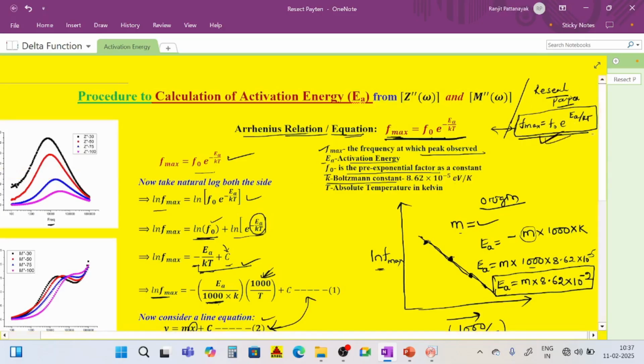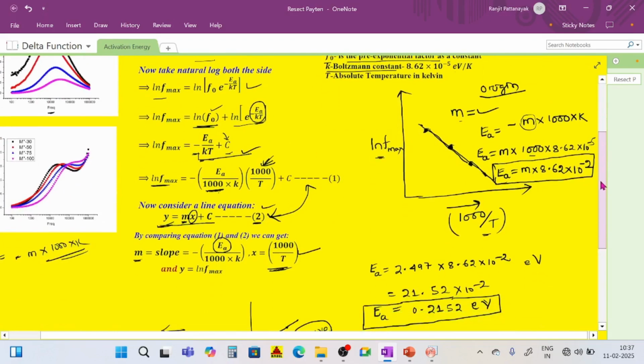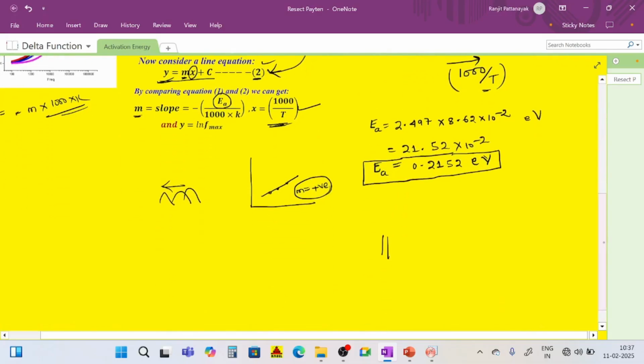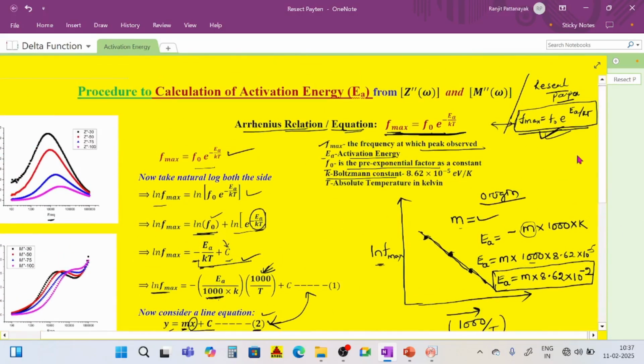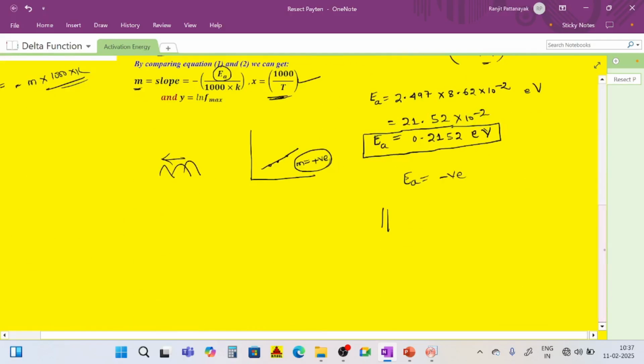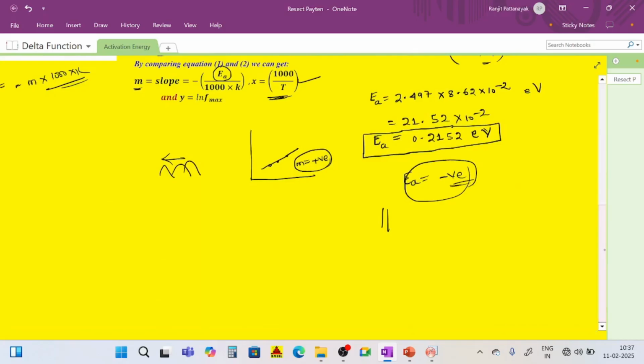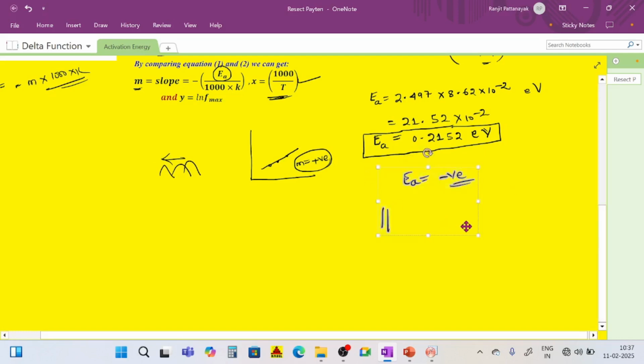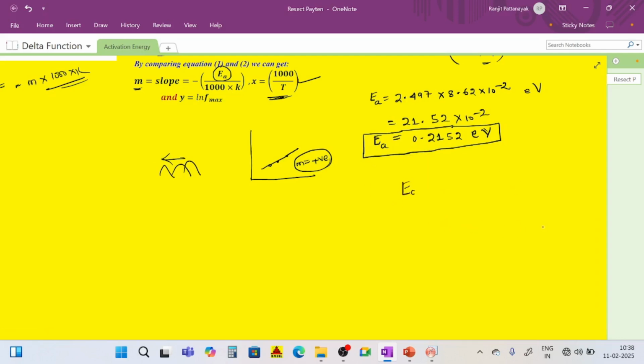Suppose I consider this equation and follow this procedure, then finally what value will we get? We will get the activation energy negative, because the slope will be negative and this will be positive if I consider this equation. So at the end we find the activation energy is negative, but energy cannot be negative. So confusion will come in your mind whether this equation is correct or incorrect. But don't be confused. Whatever value you get at the end, you just take the modulus. That's it.